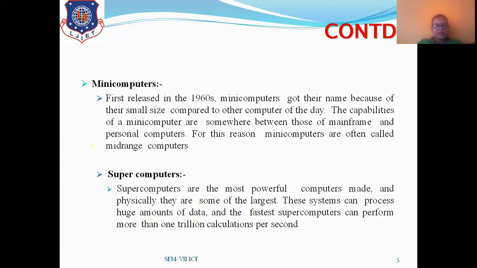The storage of supercomputers is very large, as well as the data calculation, data storage, data downloading or uploading, which is more than 1 trillion per second. So these are the four types of microcomputer system which we have discussed. First, personal computers. Second, mini computers. Third, mainframe computers. And fourth, supercomputers.